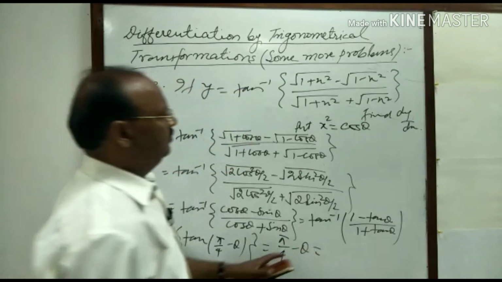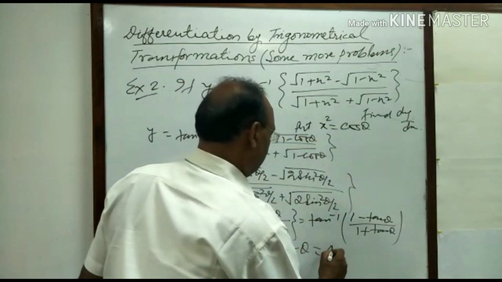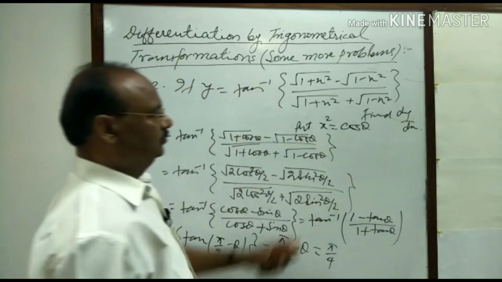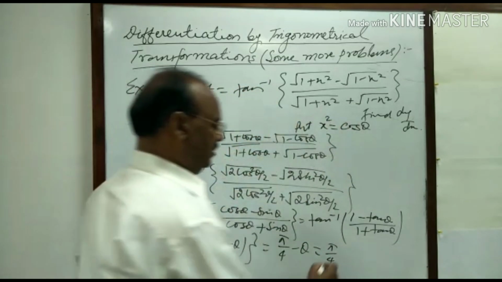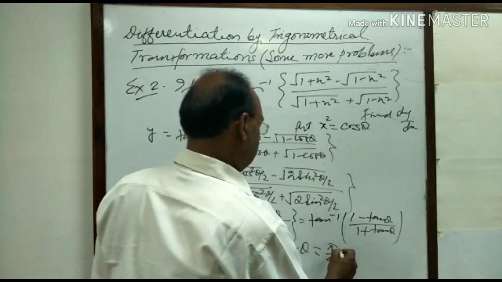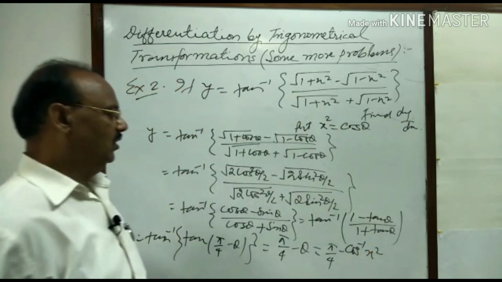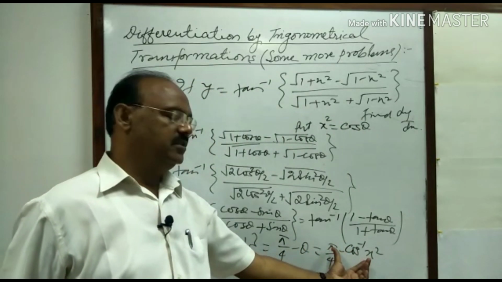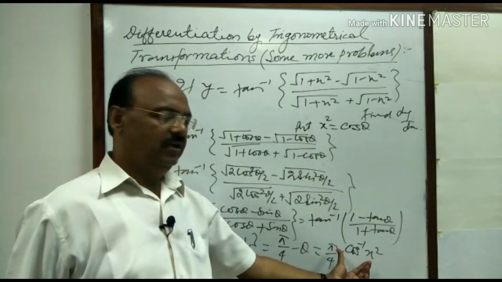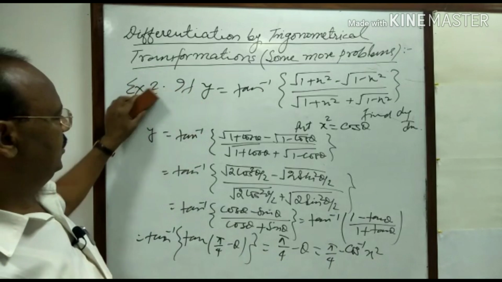And theta can be written from here: theta is cos inverse x square. So this can be written as pi by 4 minus cos inverse x square. Now it has been reduced to a very simple form. Now we can get its derivative in a very easy way.